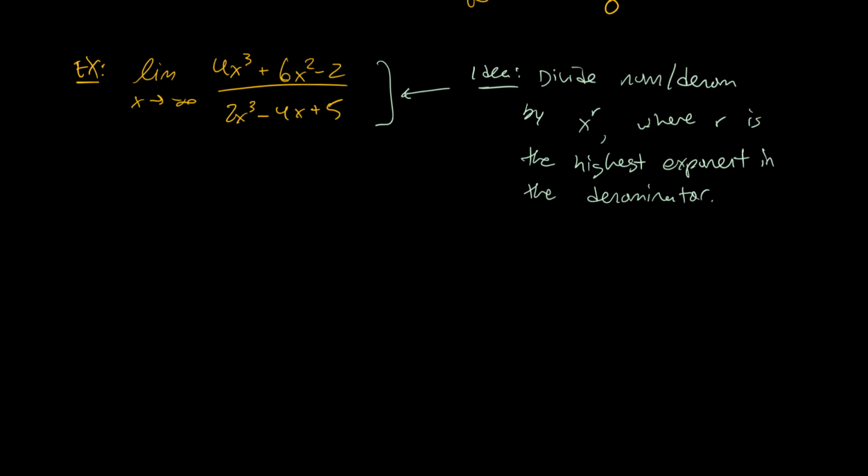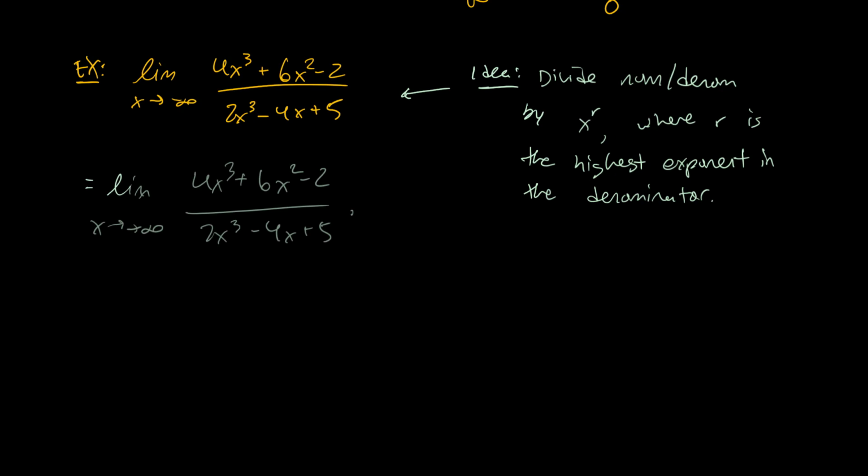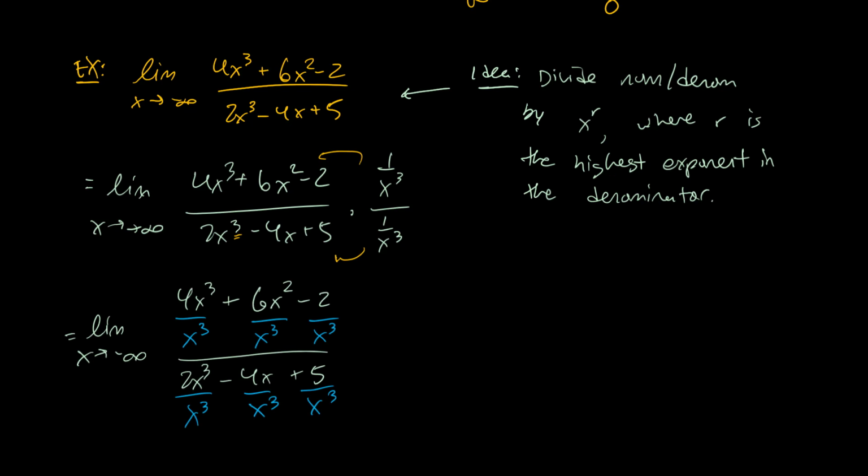Alright, now what you're technically doing here is I'm not going to divide by x cubed. I'm going to multiply in 1 over x cubed. And why did I pick x cubed again? Because that was the highest power of x in the denominator. Okay, now as I distribute this across, so we just do some algebra, you get something like this.